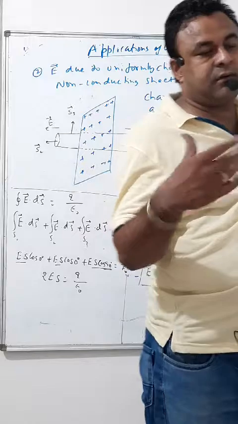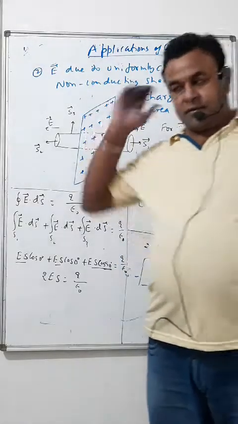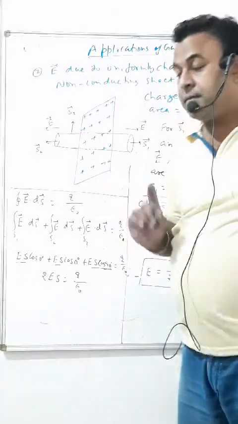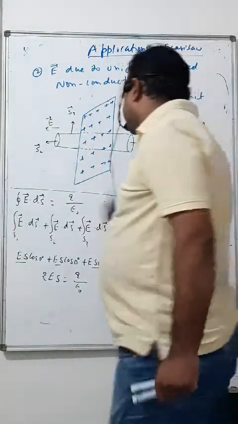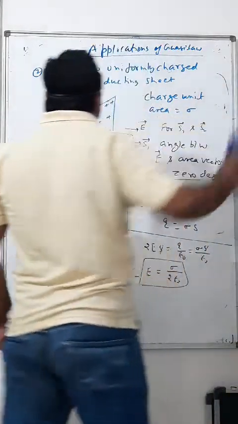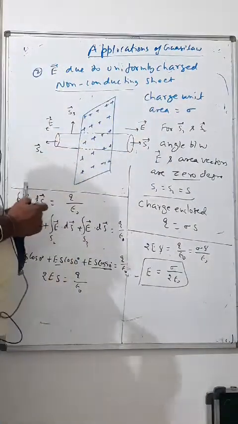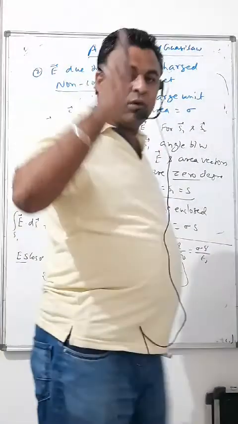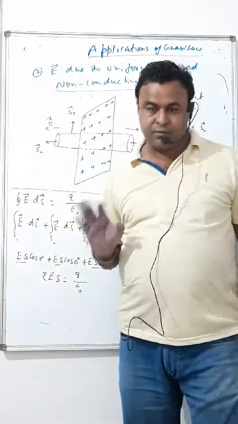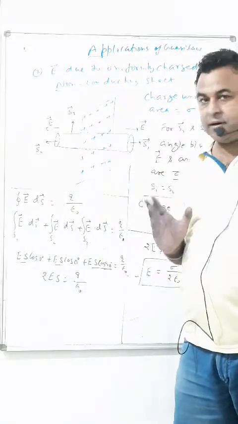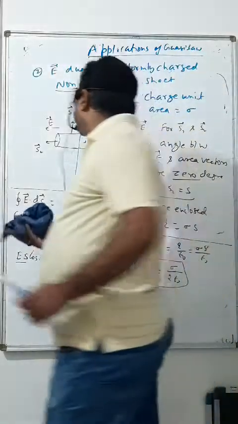There is always a little confusion among students, whether it is sigma by 2 epsilon naught or sigma by epsilon naught only. I will explain it in the next derivation. Here I have taken a non-conducting sheet. That is one layer of charge. You can consider it as one layer of charge. Right?